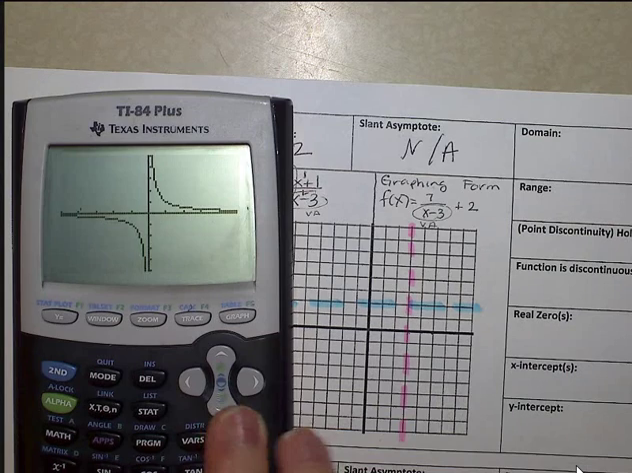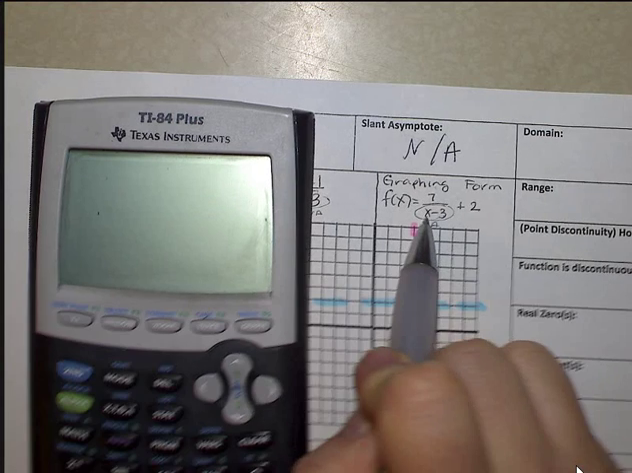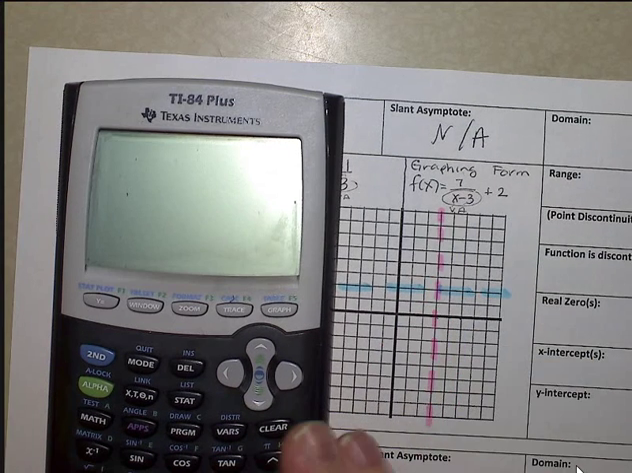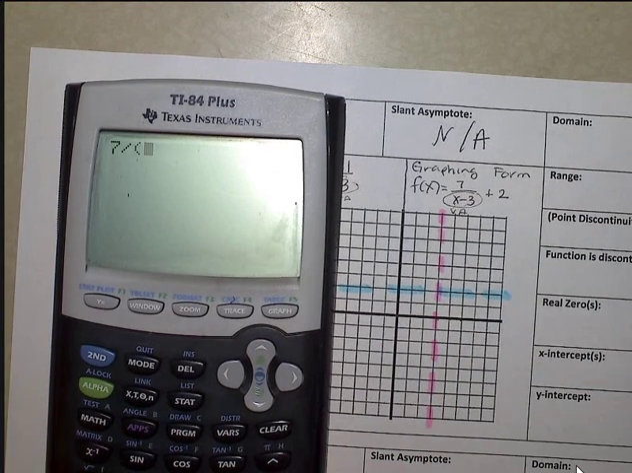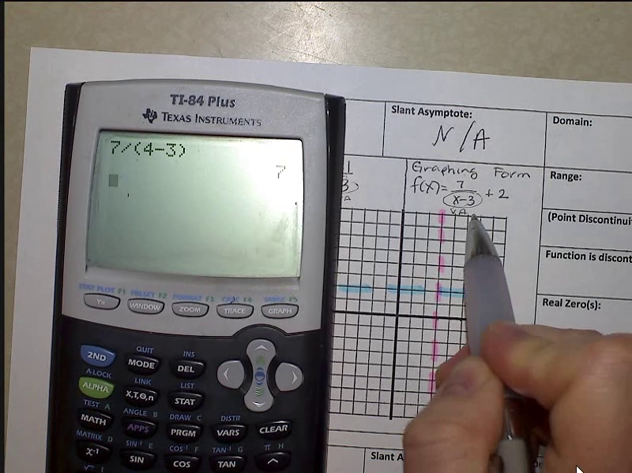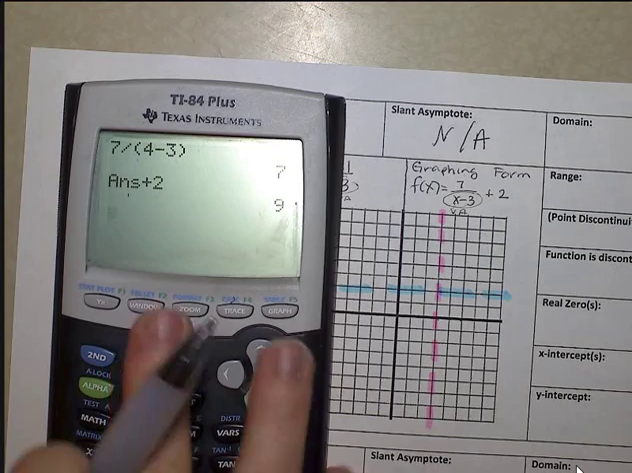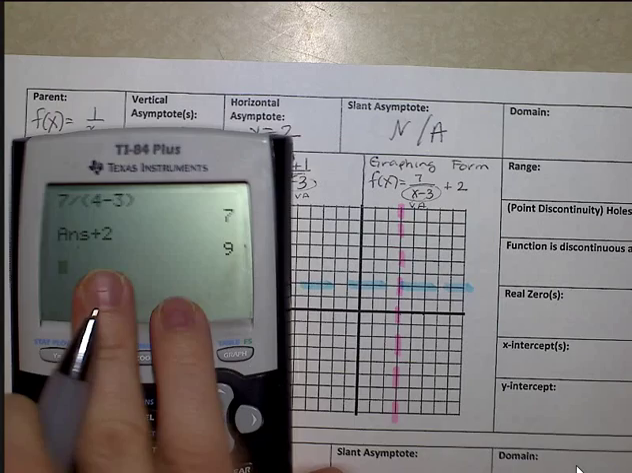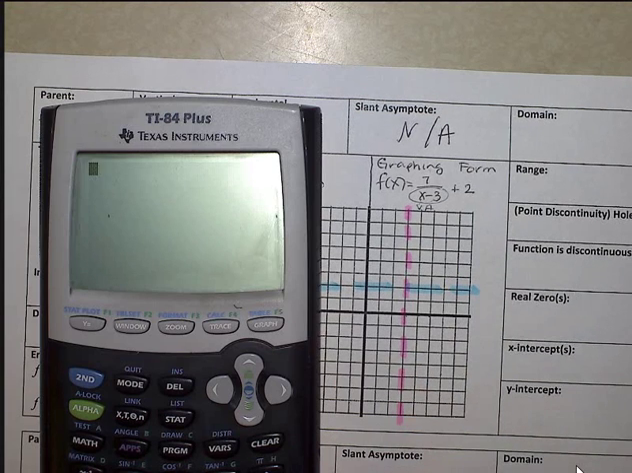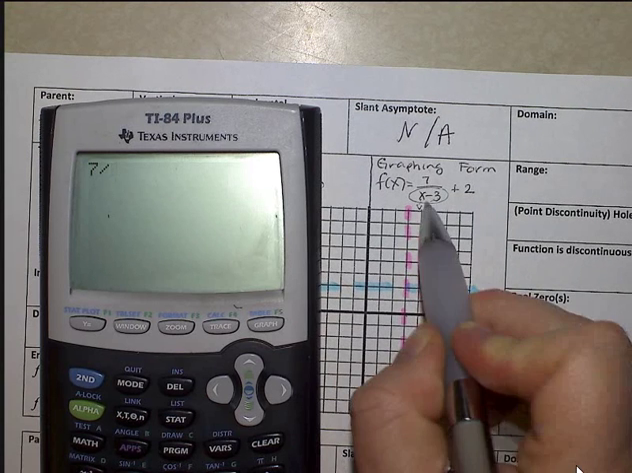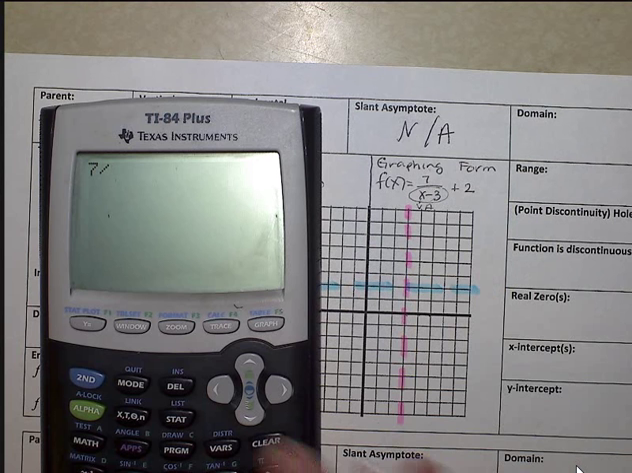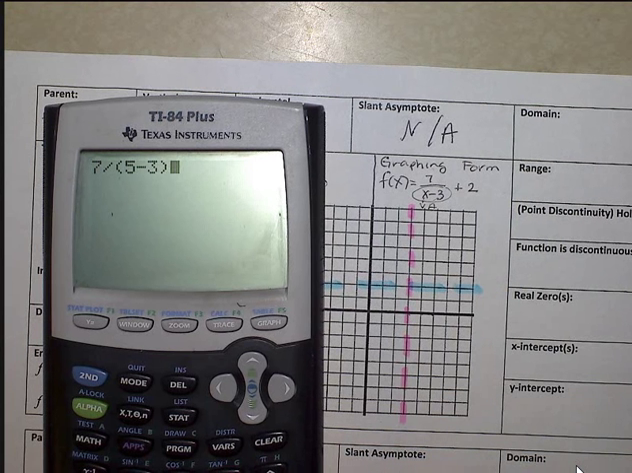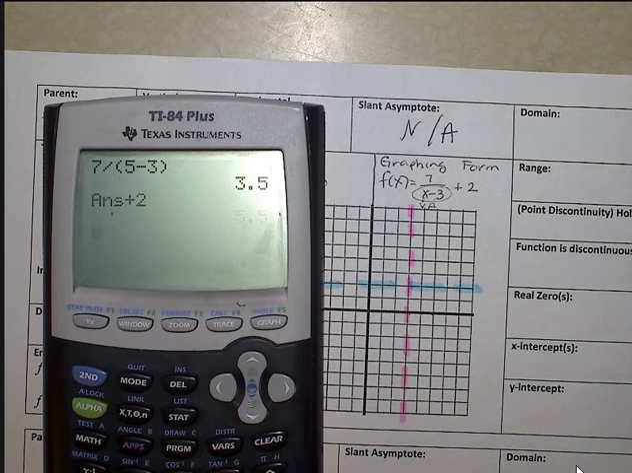So females, I'm going to choose to plug in 4 into this section. So I'm going to do 7 divided by, obviously 4 minus 3 is 1. Get the answer by pressing enter, and then plus 2. So I have 9. Males, I'm going to plug in a 5. So 7 divided by, well, 5 minus 3 is 2. But if you want to plug it in, make sure that it goes in parentheses. Add 2 to it, and you get 5.5.